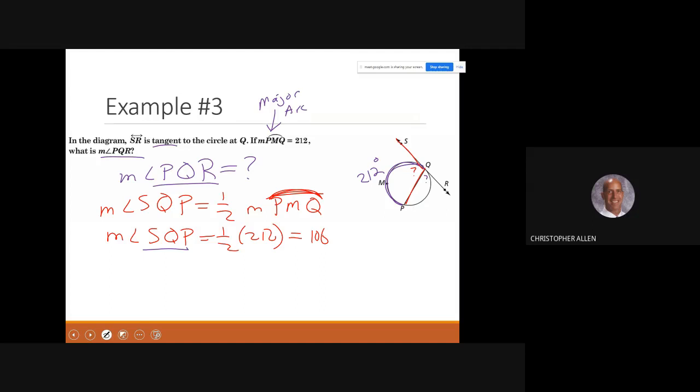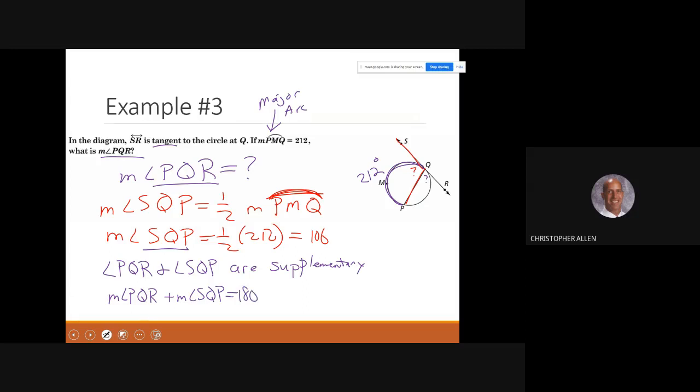Let me write that down. Angle PQR and angle SQP are supplementary. We've already talked about what that means. It means they add up to 180. In other words, the measure of angle PQR plus the measure of angle SQP has to equal 180.